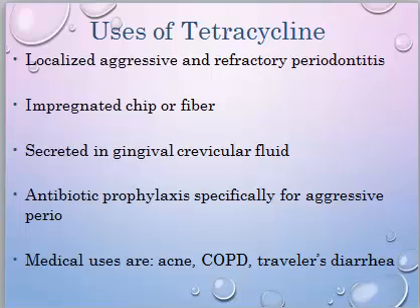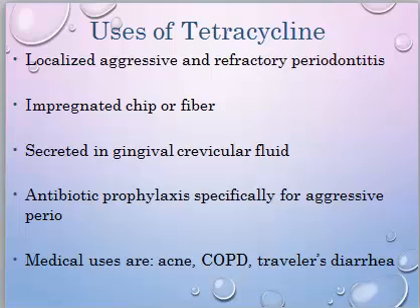So uses of tetracycline: it's secreted in the gingival crevicular fluid, so that's kind of neat. It's used in localized, aggressive, and refractory periodontitis. It can be impregnated in a chip, that's the perio chip. It's probably not used very much anymore. Or fibers, it was called Actisite. It was actually a tetracycline impregnated fiber that you would actually enter into the pocket.